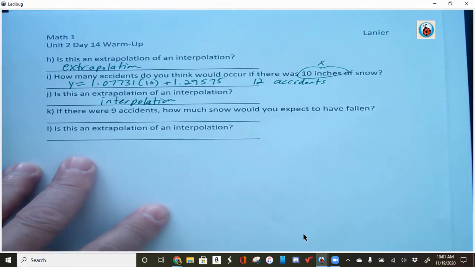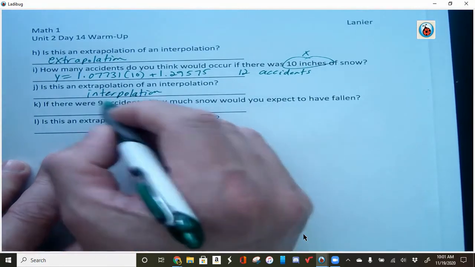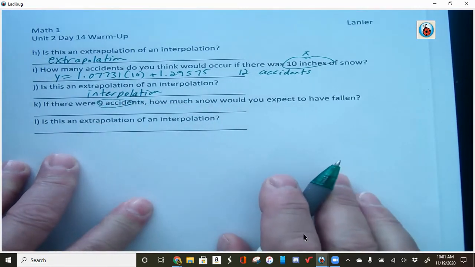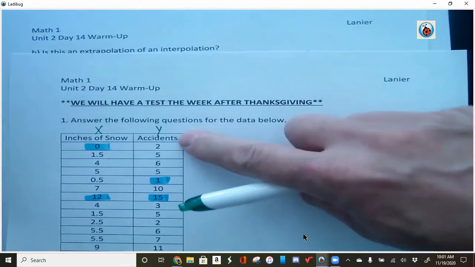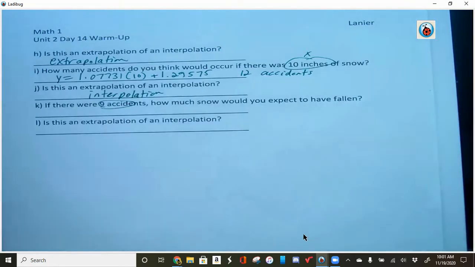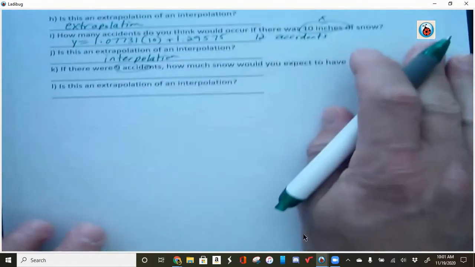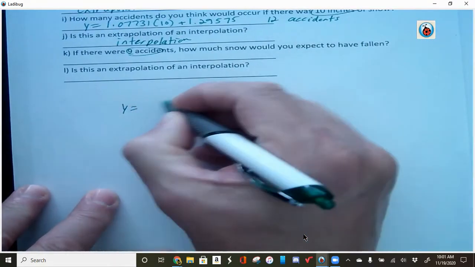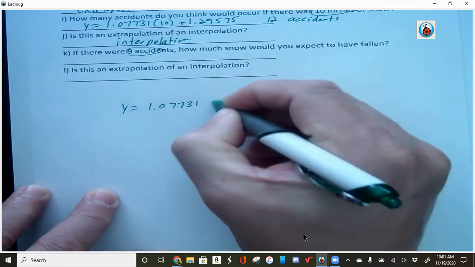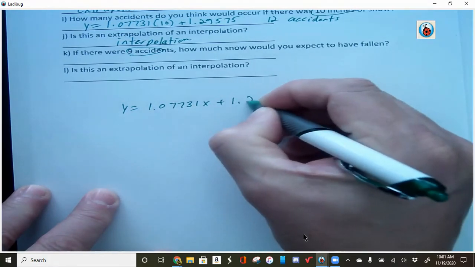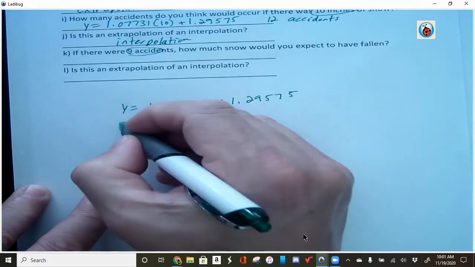And then last one with any kind of math that we have to do. If there were 9 accidents, how much snow would you expect to have fallen? 9 accidents, the number of accidents is a y value. So we'll substitute a 9 in place of the y. I'll go ahead and do that over here off to the side. So this was my linear regression equation. I'll substitute the 9 in place of the y.